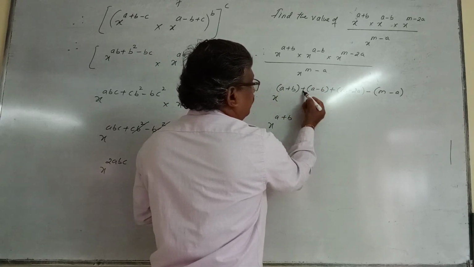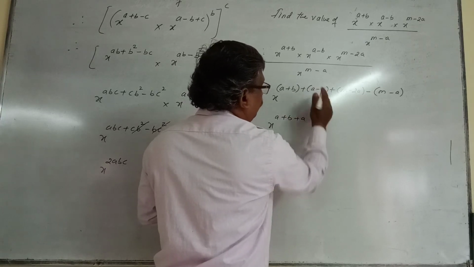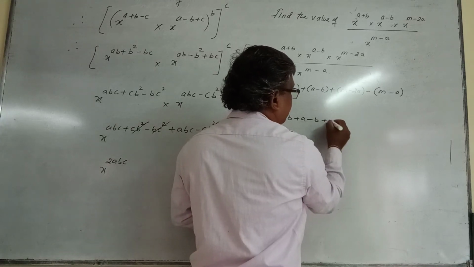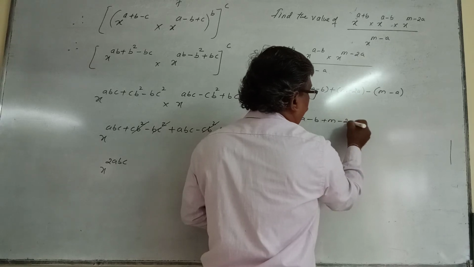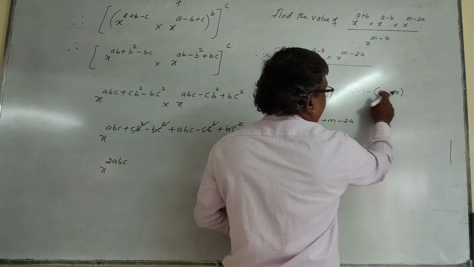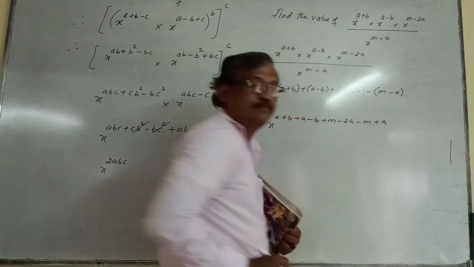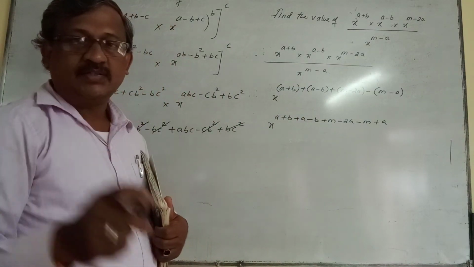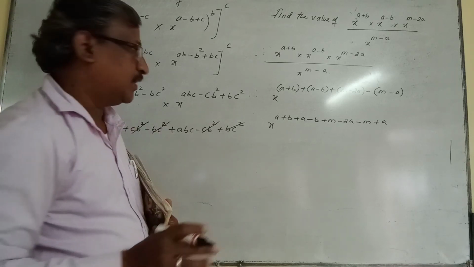Now multiply this sign to the signs inside the bracket. Plus into plus a is plus a. Plus into minus is minus b. Plus into plus m is plus m. Plus into minus is minus 2a. Right? Then multiply by this. Minus into plus m is minus m. Minus into minus is plus a. So you must know those rules, right? Minus into minus plus, plus into plus plus, minus into plus minus, like that.